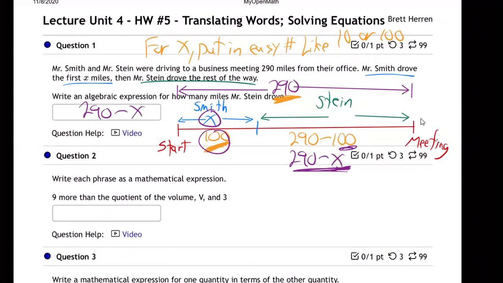So if you're confused with a letter situation, if you have an X, put in a nice easy number like 10 or 100. I put in 100. And then just think, what would I do with 100? Oh, I'd take 290 minus 100. So then just do 290 minus X. There it is. That's the algebraic expression for how far Mr. Stein drove to finish that trip.